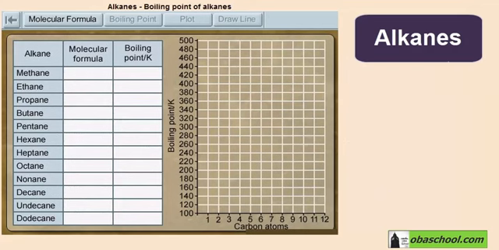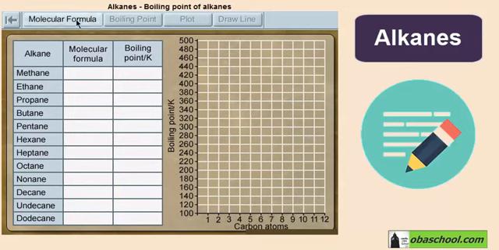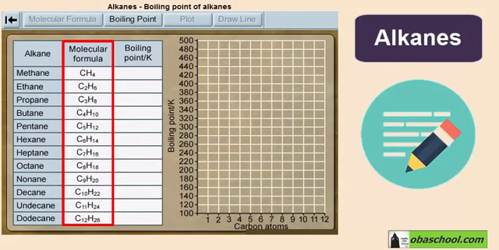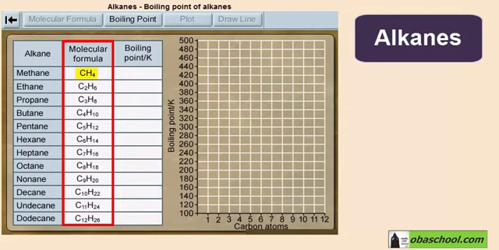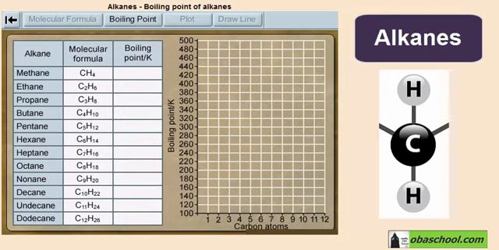Let's write down the molecular formula of each alkane. So here we have the molecular formula of each alkane. For example, methane contains 1 carbon atom and 4 hydrogen atoms, whereas heptane contains 7 carbon atoms and 16 hydrogen atoms. Each successive alkane has 1 more carbon atom and 2 more hydrogen atoms than the one before it.